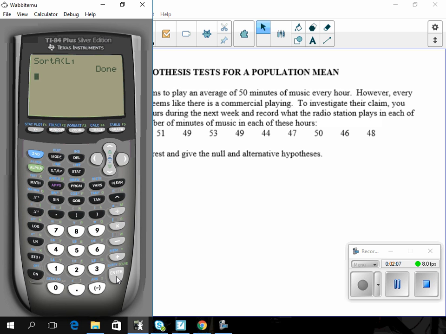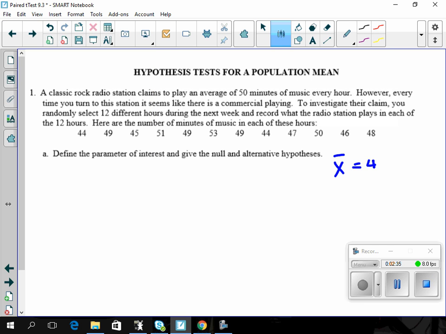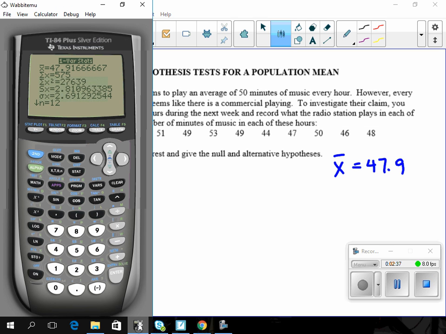All right, so once my data is there, I want to go ahead and calculate what? One var stats, because I'm looking at two things: sample standard deviation and sample mean. Do you agree? Okay, so we have 47.9 is our x bar. And our sample standard deviation was, which number do I use? Sx, so 2.81.